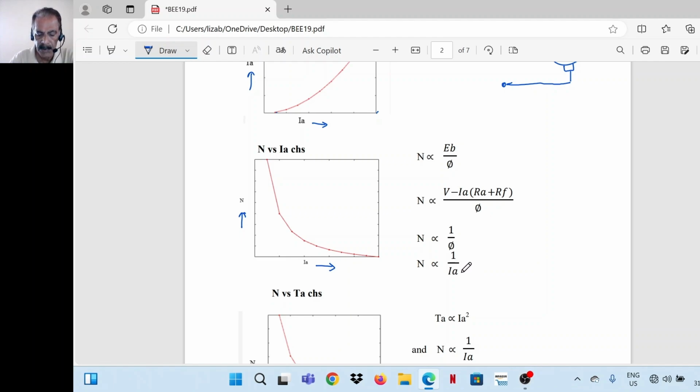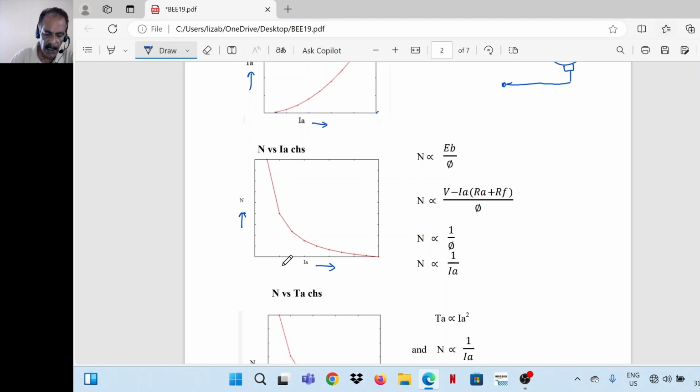Again, phi is proportional to Ia because we are assuming that till rated load, the motor is not reaching saturation, field flux is not reaching saturation. So we can write N is proportional to 1 by Ia. So inverse relationship, speed versus armature current, this is the shape of the characteristics.